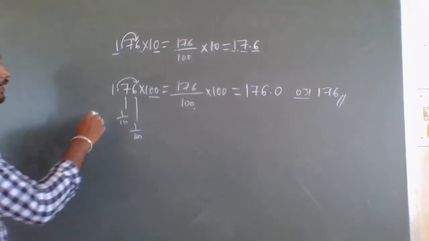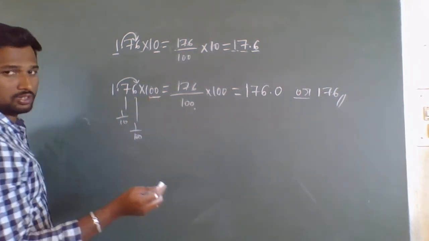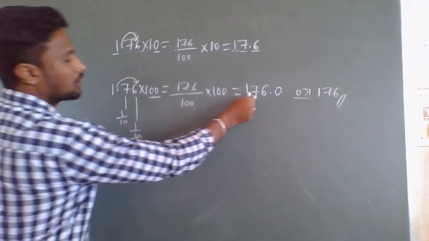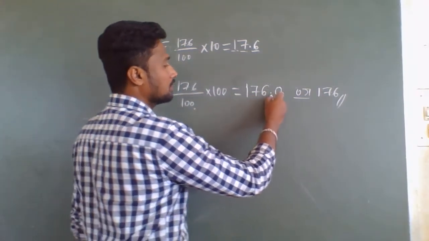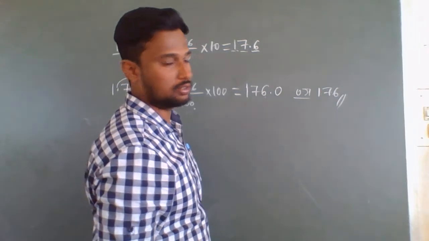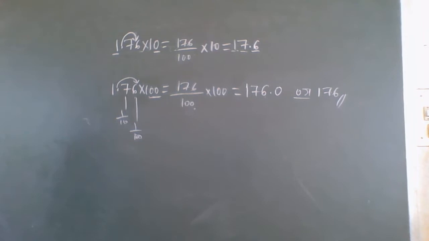Listen carefully how to write. 1.76 into 100: how many zeros are there? 2 zeros. So I will move 2 digits to the right side. So what does it become? After 7 and 6 the decimal point will come. So 176 point, after the point I will consider 0, 176.0, or you can write it directly as 176. Okay.